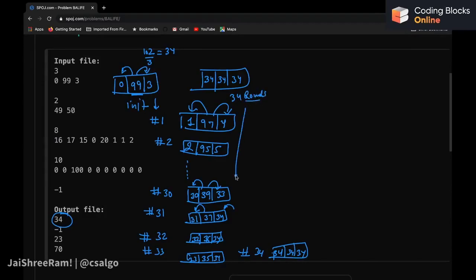That's why you can see the answer for this case is 34, because we needed 34 rounds to do this task. And for the next test case you can see there are 99 jobs and you cannot divide it by 2, so the answer is -1. Similarly you can have other test cases as well.